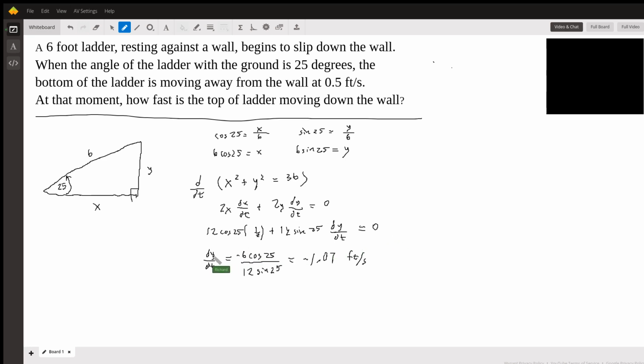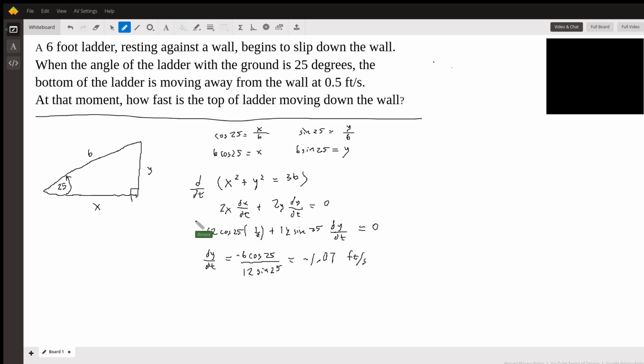So now we just isolate dy/dt. So we're going to bring this term over to the right-hand side, so it becomes a negative 6 cosine 25. And we're going to divide by 12 sine 25. And when we do that, we get negative 1.07 feet per second.